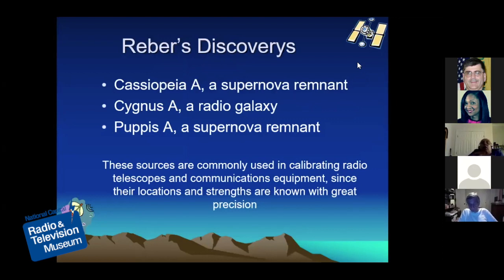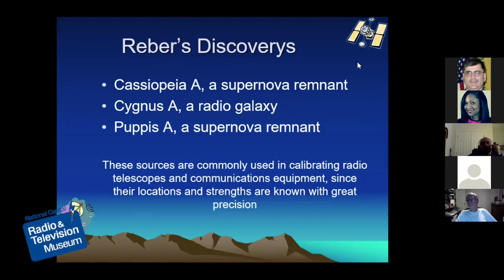He discovered there are a lot of very intense radio sources in the galaxy and outside the galaxy. And he discovered what was later determined to be Cassiopeia A, which is a supernova remnant that is a great radio source. And all satellite communications engineers know Cassiopeia A because that's what you use to calibrate your dish antenna.